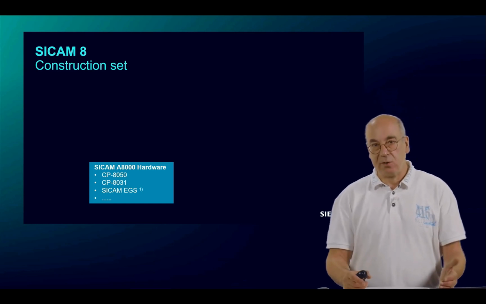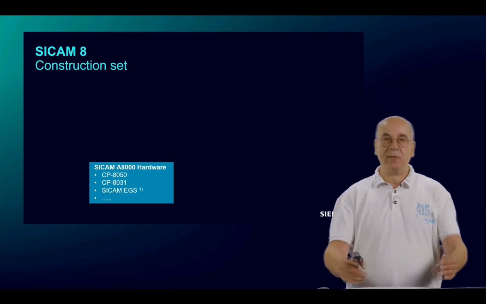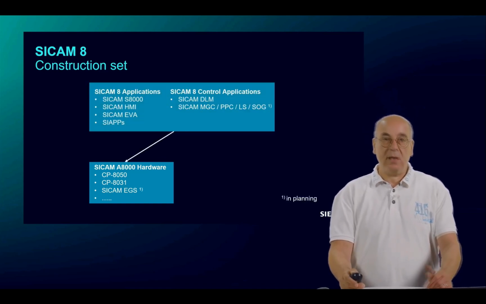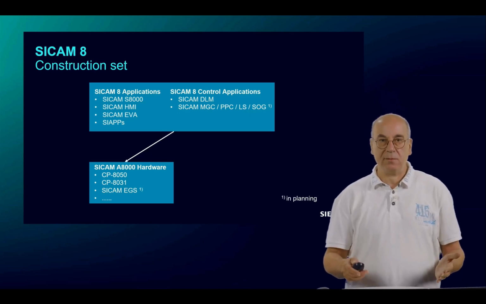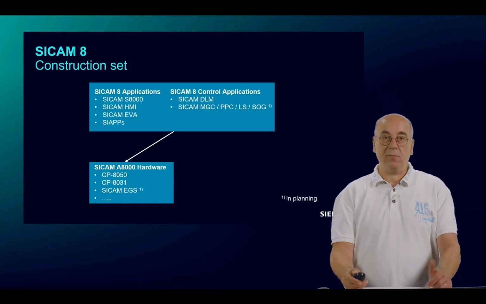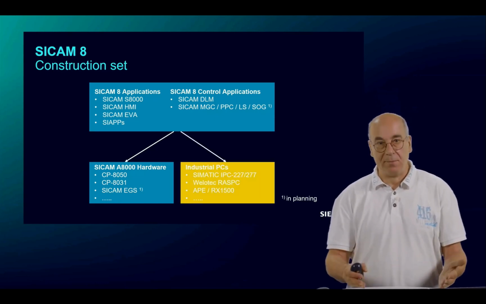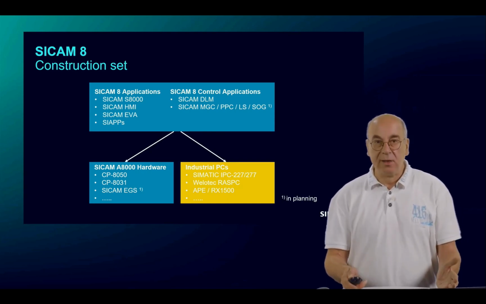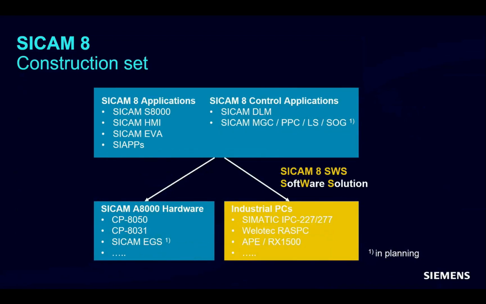The SICAM A8000 RTUs, while very powerful, are still constrained by the supplied hardware, like processor power and the size of available RAM. Well, with the new SICAM 8 platform, the SICAM 8 software can also be installed on third-party industrial PC hardware, with more processor performance and more RAM, allowing even extremely large applications to be installed. When installing the SICAM 8 software on a third-party industrial PC, it's called the SICAM 8 software solution. All that you need is that this PC is equipped with a compatible operating system such as Linux Debian.